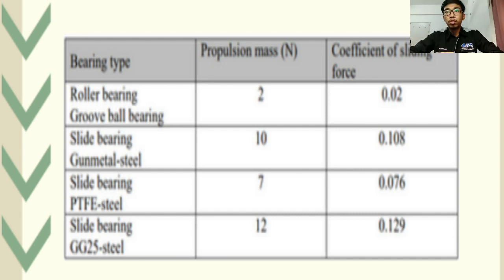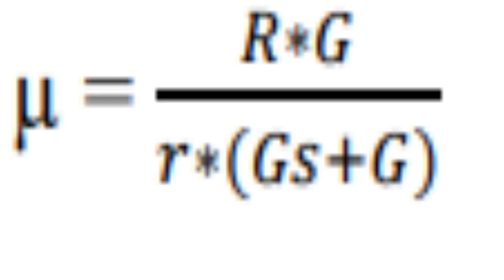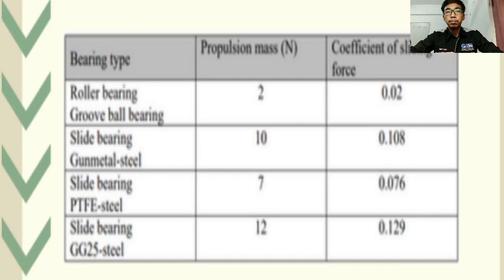Subsequently, it is imperative to process the sliding force coefficient data for every individual bearing. To calculate the sliding bearing coefficient, employ the formula mu equals R multiplied by G divided by R multiplied by GS plus G. As an illustration, when computing the values for ball bearings and roller bearings, input the provided data. An example is the calculation for roller bearing and groove ball bearing. Coefficient of sliding bearing mu equals R times G over R multiplied by GS plus G. Input the data in this formula.